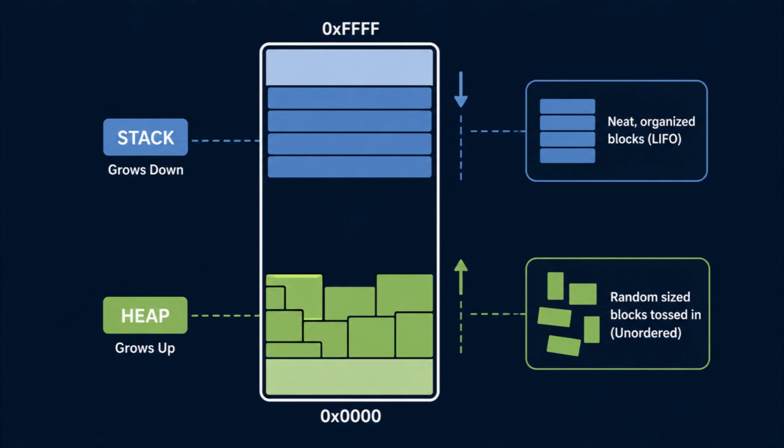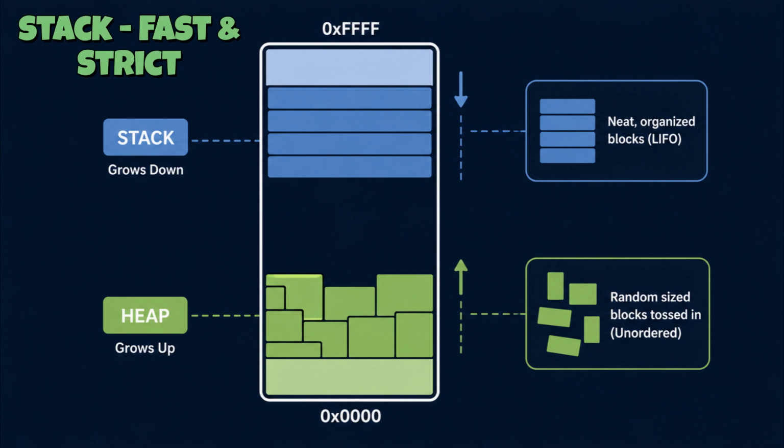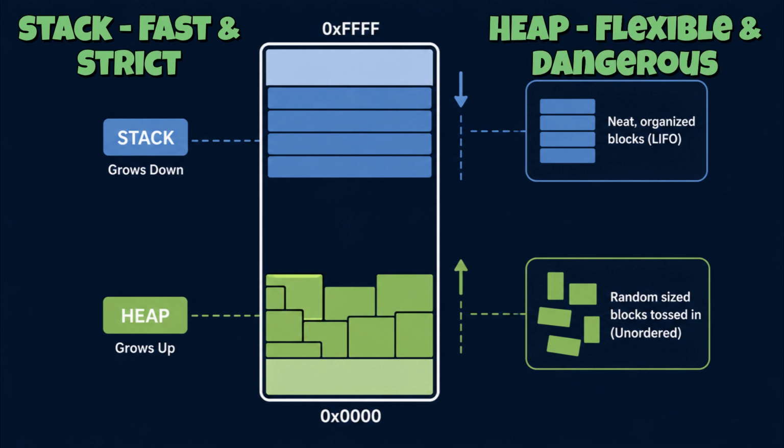The heap, on the other hand, is like a massive storage warehouse. It's used for dynamic data, stuff where you don't exactly know how much space you will need until the program is actually running. It is flexible, but it is entirely manual. The programmer has to request space and remember to give it back. So, the stack is fast and strict, and the heap is flexible but dangerous.